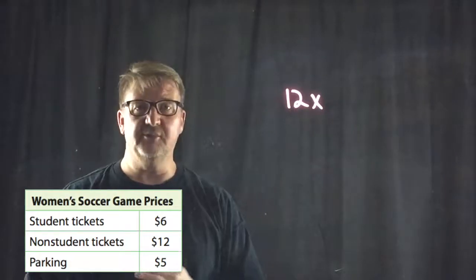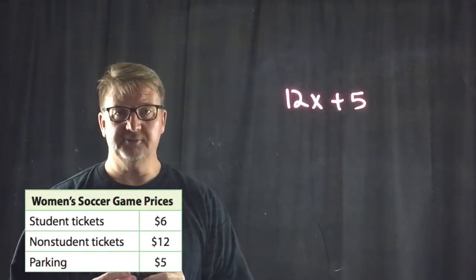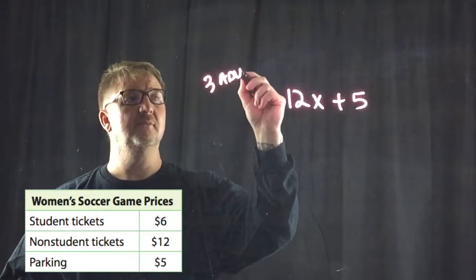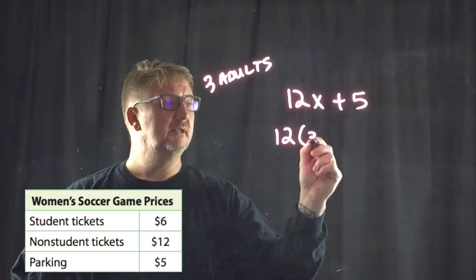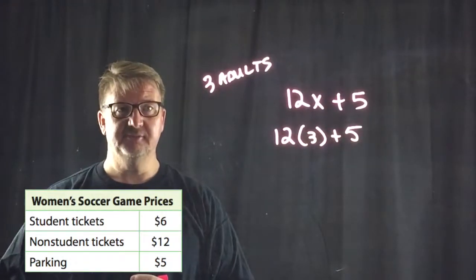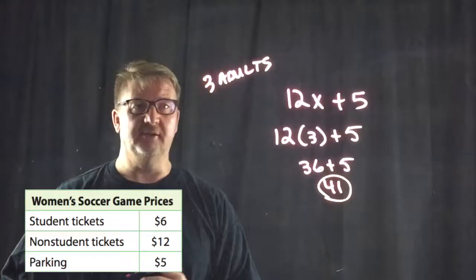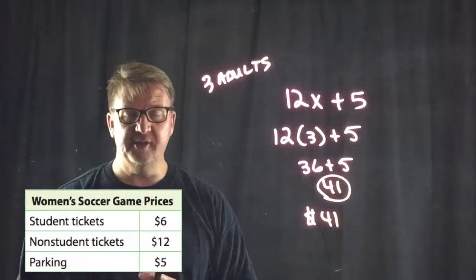So we have to set up the equation. We don't really have to worry about the 6, but we do have to worry about the 12 and the 5. All right? So it's $12 for some number of guests that aren't students, we'll figure that out in a minute, plus the $5 fee for the car. All right, so what we have to do is plug in our numbers. We have 3 adults: mom and dad, and grandmother. So we have 12 times 3 plus 5. 12 times 3 is 36, plus 5 is 41. So it cost $41 for those 3 people to go to the soccer league game.